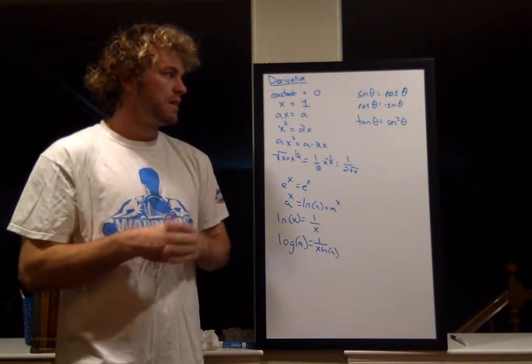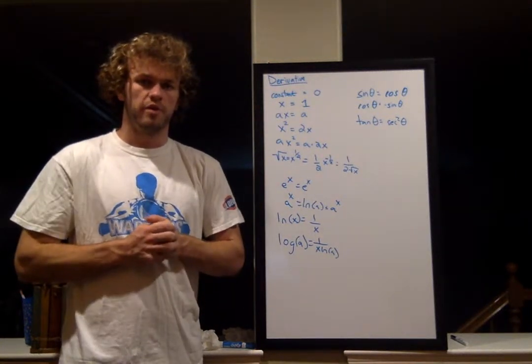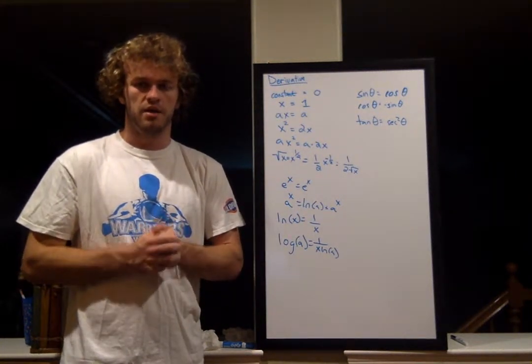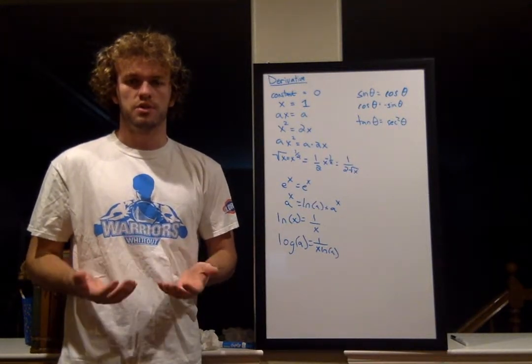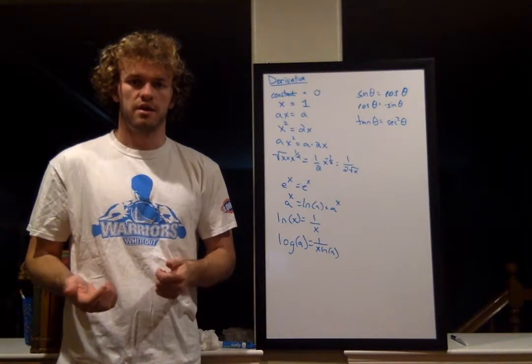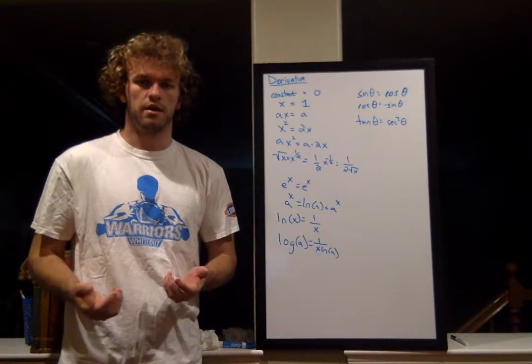And then lastly, I wanted to go over trigonometric functions and their derivatives. So the derivative of sine theta is cosine theta, and the derivative of cosine theta is negative sine theta. Lastly, the derivative of tan theta is secant squared theta.